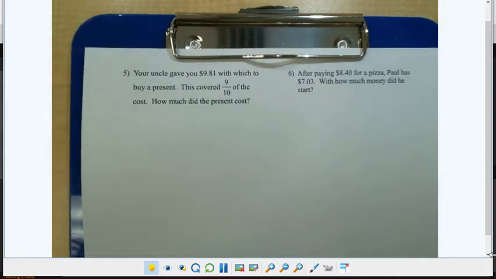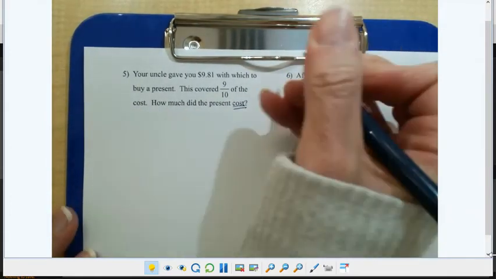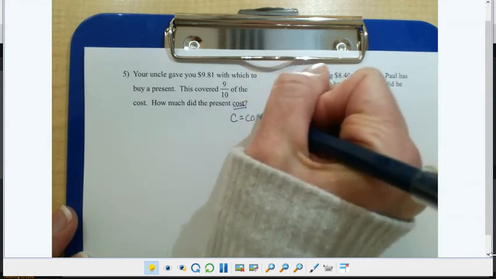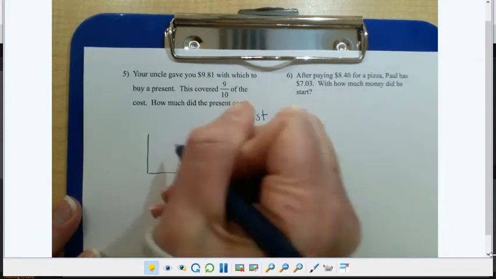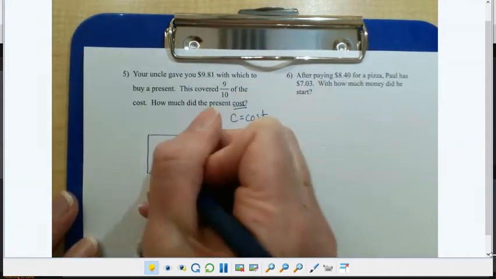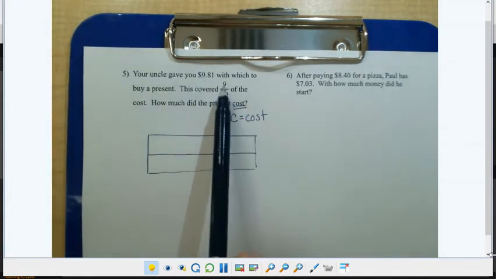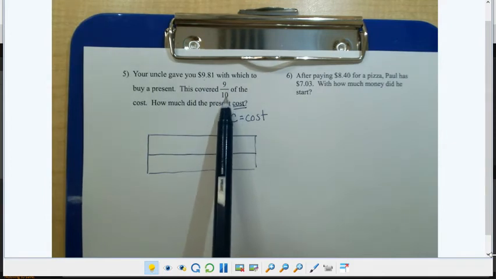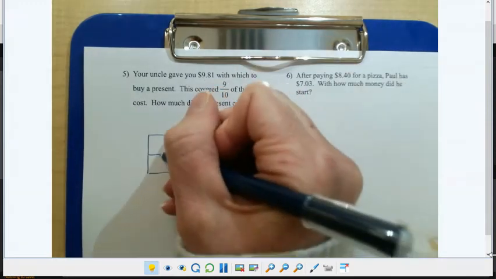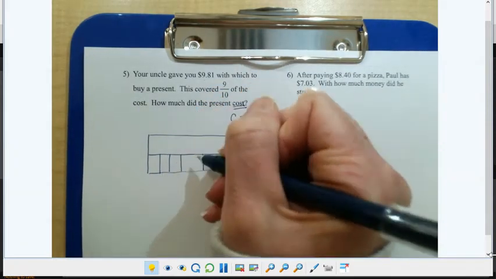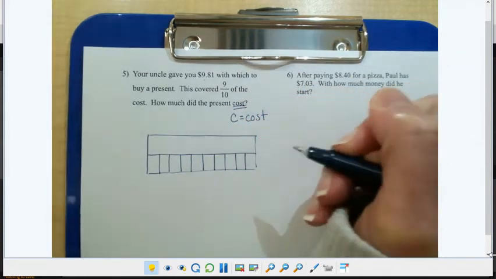So this one's a little different. So again, how much did the present cost? So I'm looking for the cost. We don't have an each in this one. But we know that this $9.81 is 9 parts out of 10 parts of the cost. So let's split our bottom box into 10 parts. 1, 2, 3, 4, 5, 6, 7, 8, 9, 10.